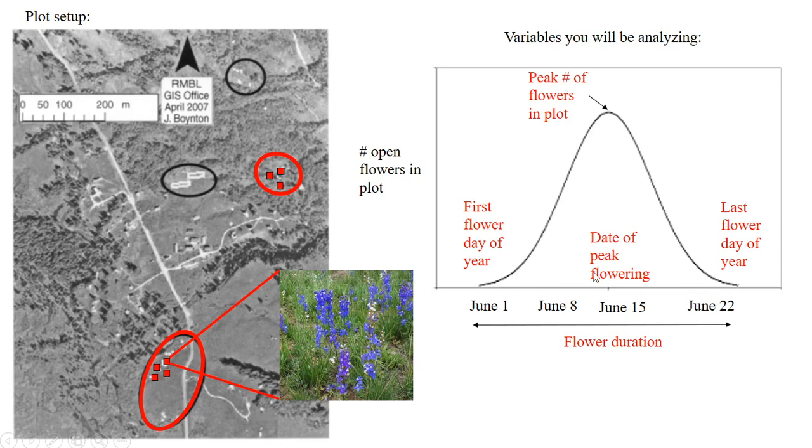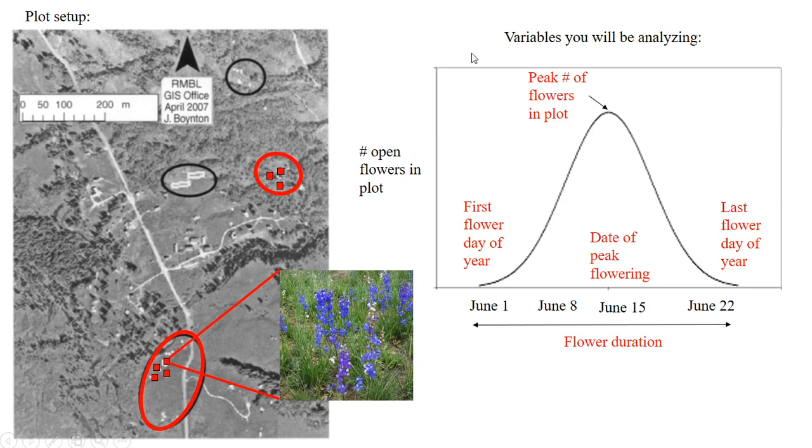So these are the variables that you will be looking at, and you're going to see basically, are these things changing over time? We hypothesize that maybe the plant would start flowering earlier. So the first flower day of the year might be earlier as we go from the 1970s to the 2010s or 2020. Okay. Maybe the last flower day of the year is also moving. Maybe there's more or less flowers at the peak. So these are the things that you're going to be analyzing to address our hypotheses.